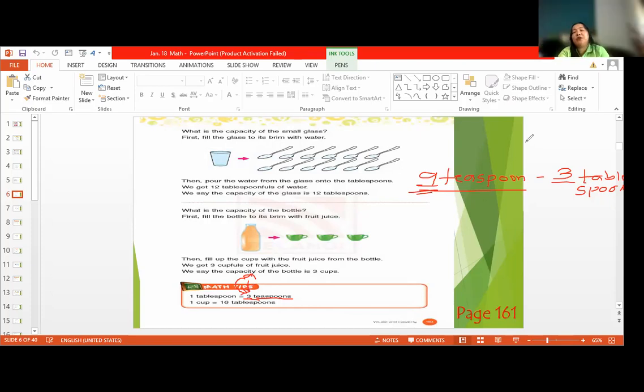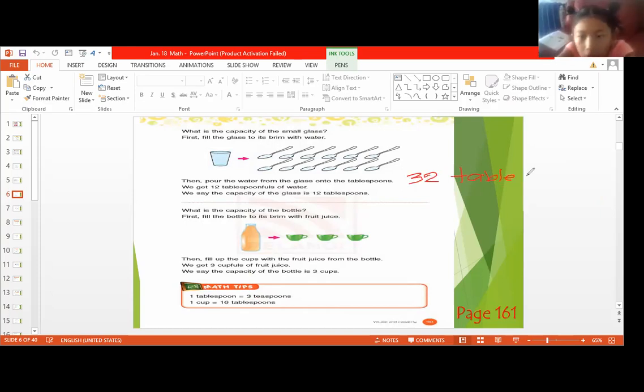You're confused? Okay, again, how about if 32 tablespoons? 32 tablespoons, how many cups? Oh, it's very easy. 32 tablespoons. How many cups?